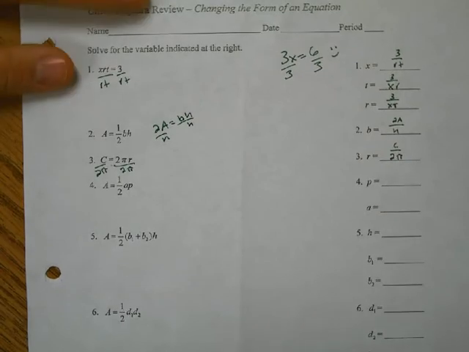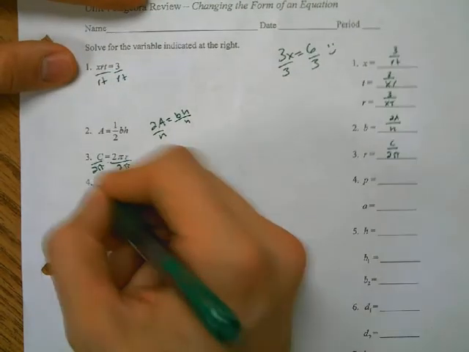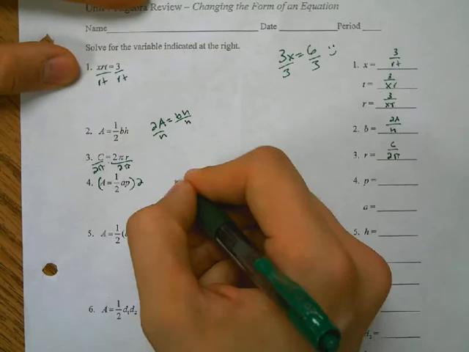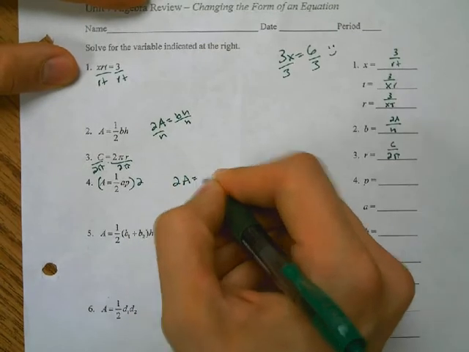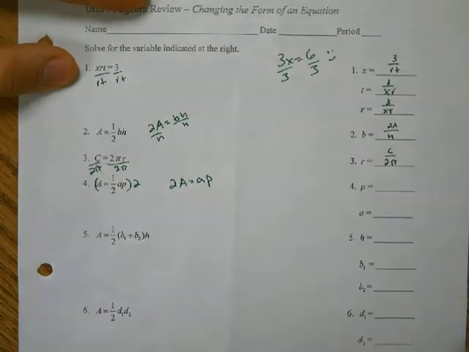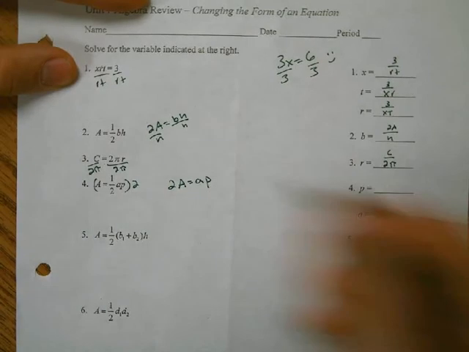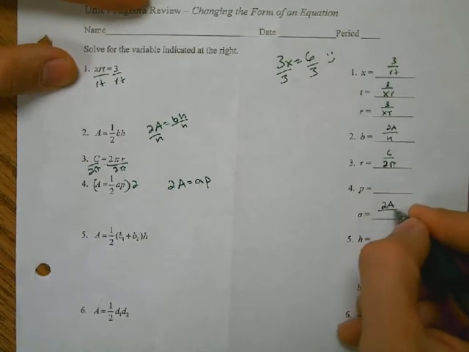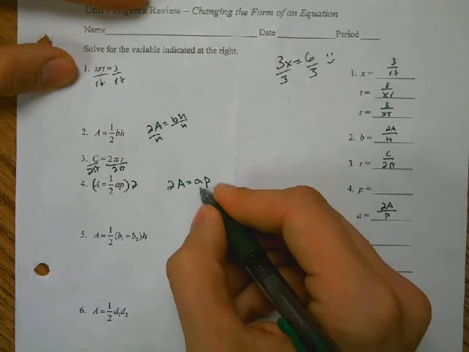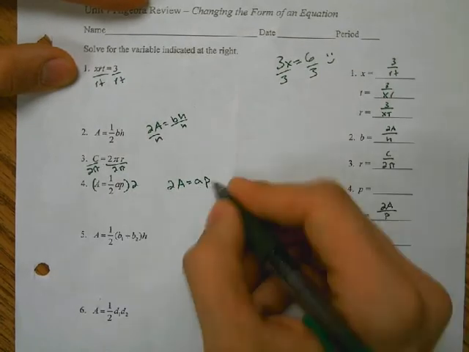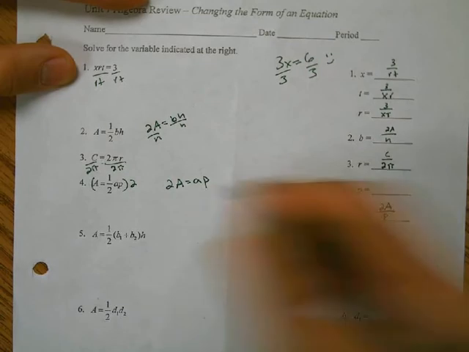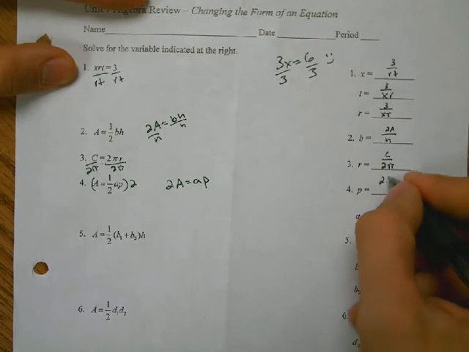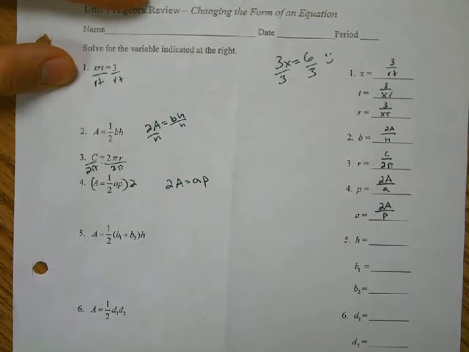We divide it off. For P and A, the first step for both of these, I'm going to multiply by 2. So I get 2 big A is equal to little a times P. Alright? To solve for A, I would divide both sides by P. So 2A over P. To solve for P rather, I would divide both sides by little a. So I get 2 big A over little a.